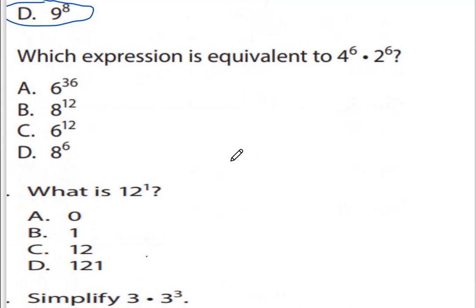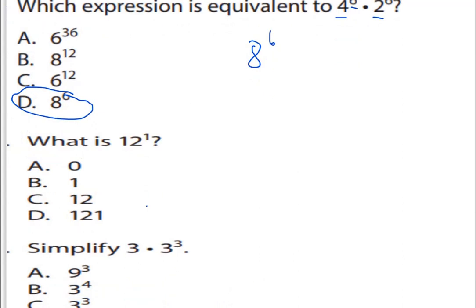Next, which expression is equivalent to 4 raised to 6 times 2 raised to 6? So this part here, we have different values of base and the same value for exponent. So what we have to do is first multiply the values of the base, which is 4 times 2, that is 8. And then since the exponent has the same value, which is 6, just copy the exponent. Okay, so that's the rule for the exponents and the base. So therefore, 8 raised to 6 is the answer, which is letter D.